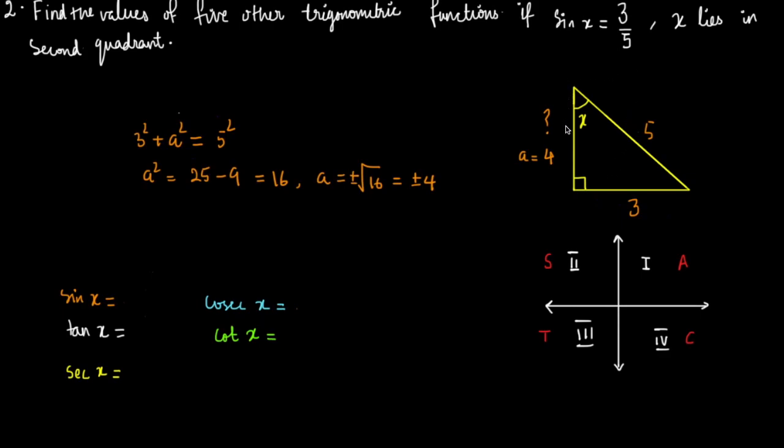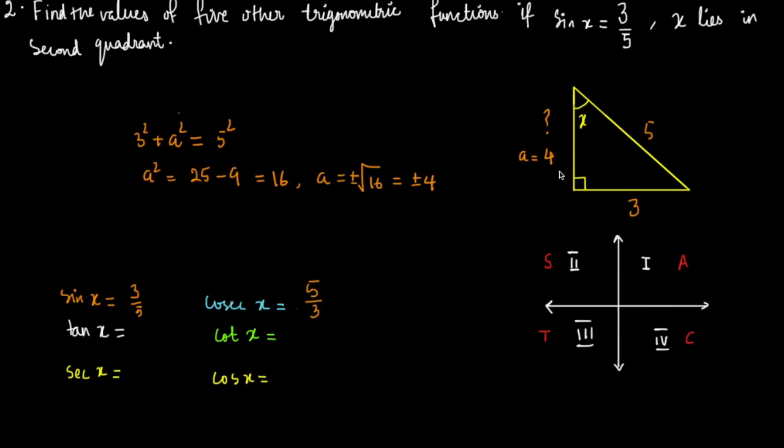We want to find the other 5 functions, right? So I have here sec x and cos x. Okay, so sin x is given to us. This is 3 by 5. Further, it says that x lies in the second quadrant. So using the ASTC rule, this just means all angles are positive in the first quadrant, only sine is positive in the second quadrant, only tan is positive in the third quadrant, and only cos is positive in the fourth quadrant. So cosec x is just the reciprocal of sin x, which means this would be 5 by 3.